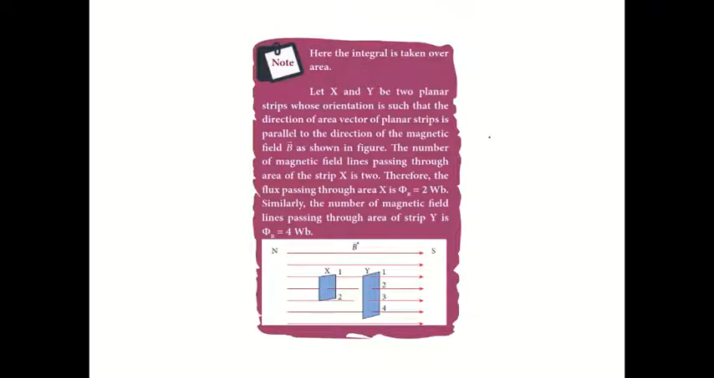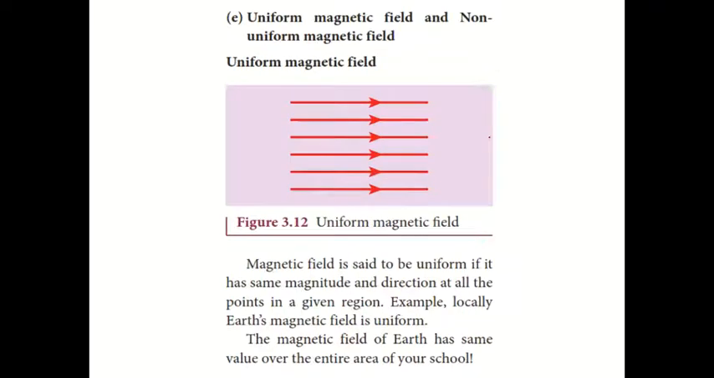One more example for magnetic flux. Here X and Y are two planar strips. The number of magnetic field lines passing through the area of strip X is 2. Therefore, the flux passing through area X is 2 Weber. Similarly, the magnetic field lines passing through the area of strip Y is 4 Weber. Next topic.